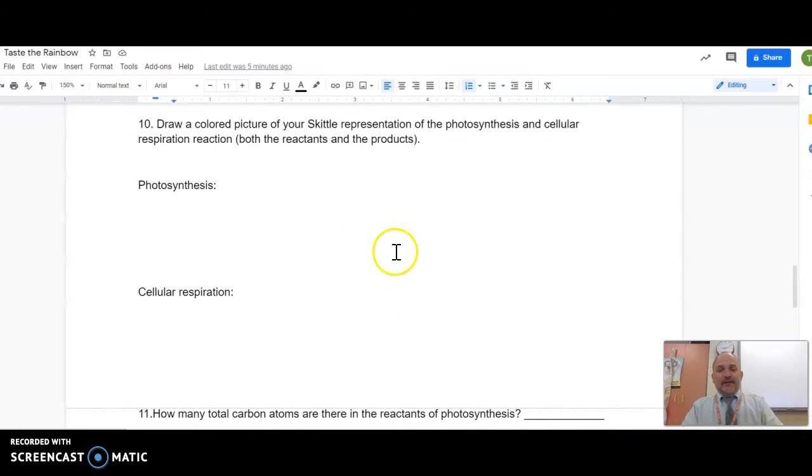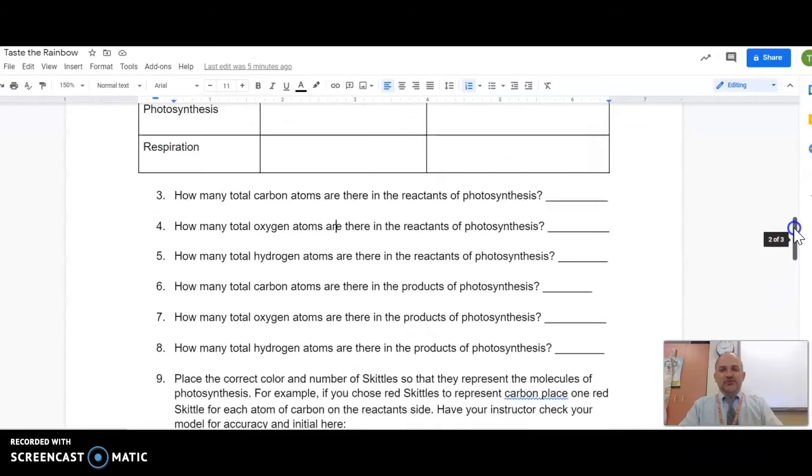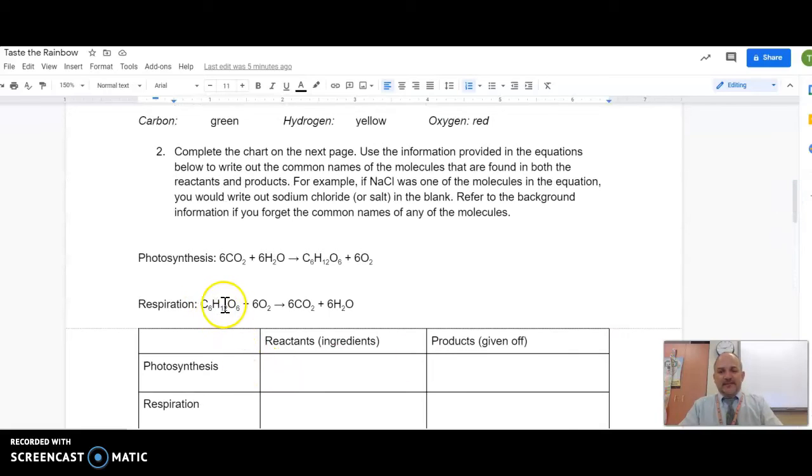I'm using the Skittles to manipulate the atoms in a reaction because it shows me how the cells would do it in a plant doing photosynthesis, or in an animal or a plant doing cellular respiration. So my handout should have a color sketch of the reactants and products of photosynthesis. Then you're going to do the same thing for cellular respiration. Follow along with the equation. Use your Skittles to make a C6H12O6 plus 6 O2, and then rearrange them into 6 CO2 and 6 H2O. So that's how you do this activity.